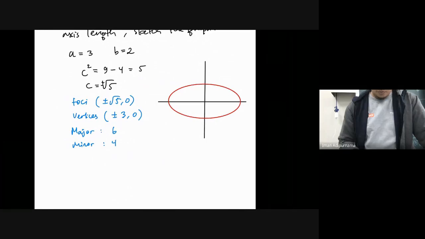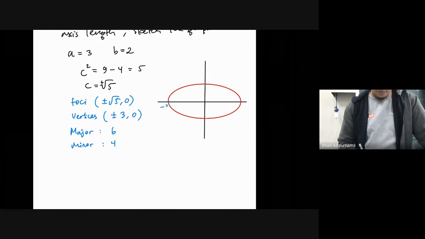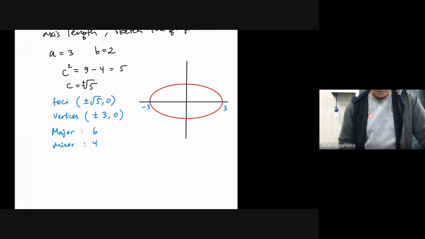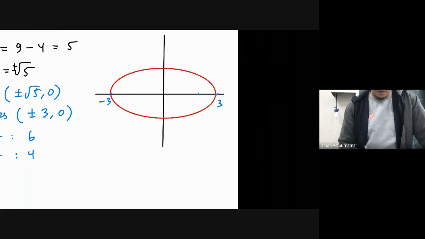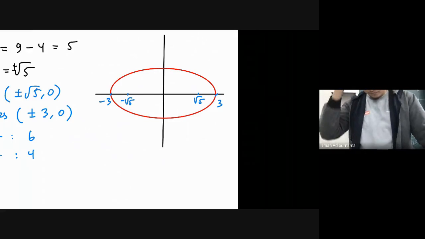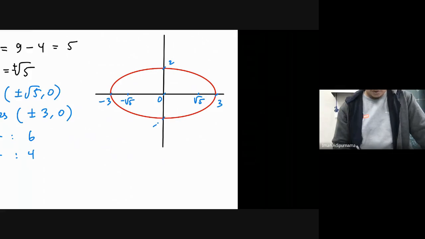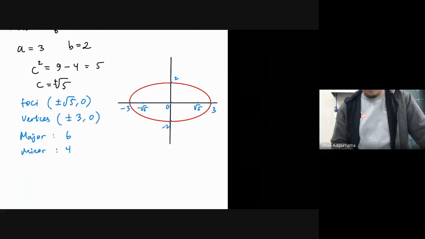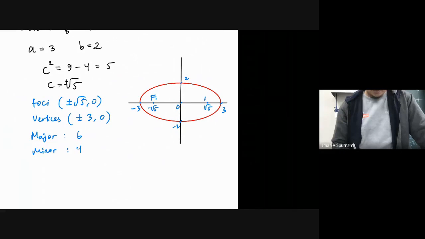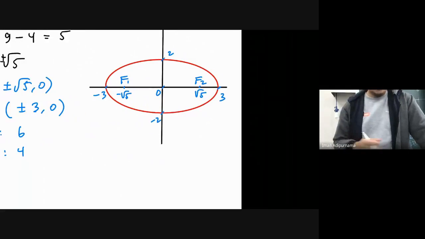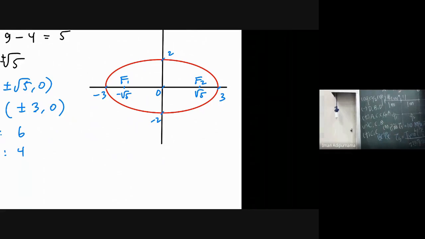So the vertices will be here, around -3 and 3. And the foci will be here, around negative square root of 5 and positive, and this should be 2 and -2. This is F1, F2. Yeah, I think as long as you can just draw the ellipse and mention the important points, that should be fine. Okay.